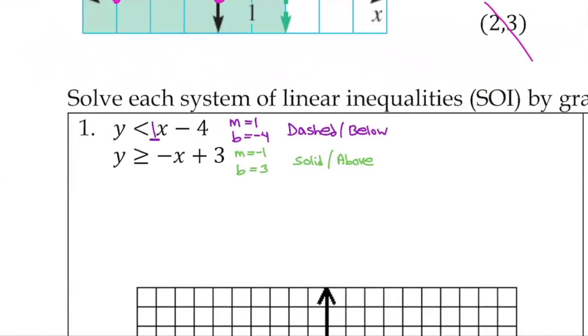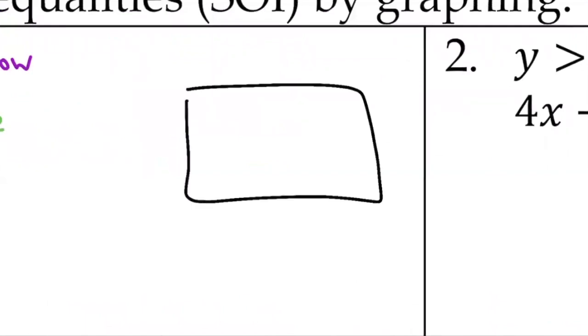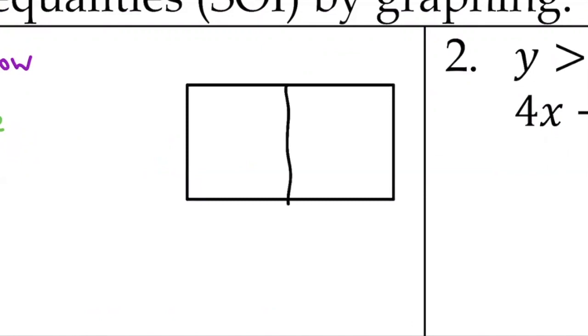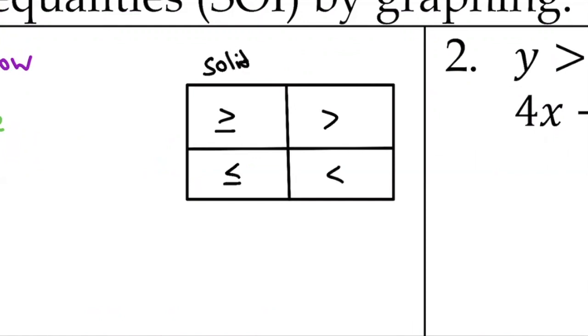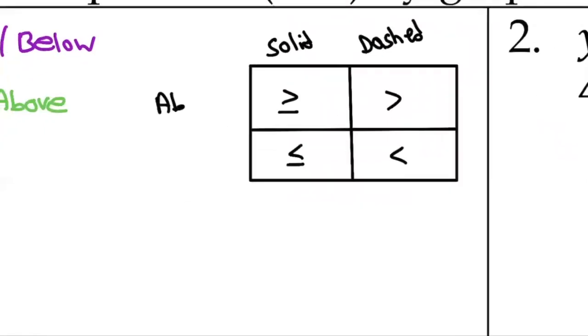All right, just real quick, in case you need a quick reference, I'm going to do the quick reference inequality chart. I'm going to use a Punnett square. Greater than or equal to, greater than, less than or equal to, and less than. For the first column, that means we have a solid line. For the second column, that means we have a dashed line. And for the first row, we shade above. And the second row, we shade below.